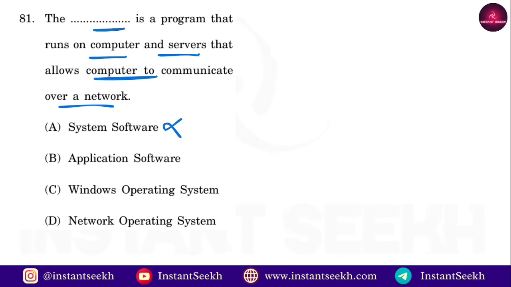Now application software, will it be used for networking or communicating with other networks? No. Windows operating system, no, this is too specific to a particular platform. And the last one is the right answer, that is your network operating system. Okay, so your right answer for this particular question 81 is network operating system, that is used to allow the computer to communicate over the network. So option D is your right answer. Let's move on to the next question.